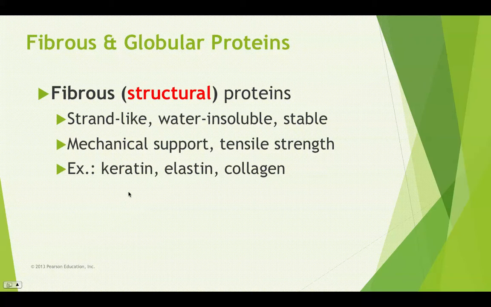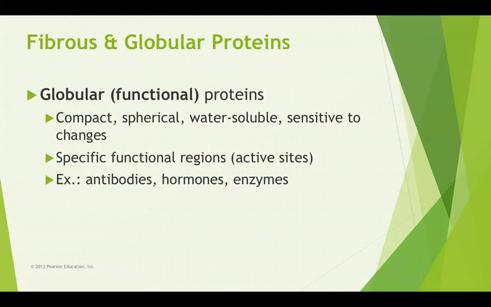Examples would be keratin, which is in our hair, elastin and collagen, which are proteins that are in our connective tissue. Our bones, for example, have structural protein collagen, and in and among those collagen fibers are calcium phosphate crystals that make bone hard.